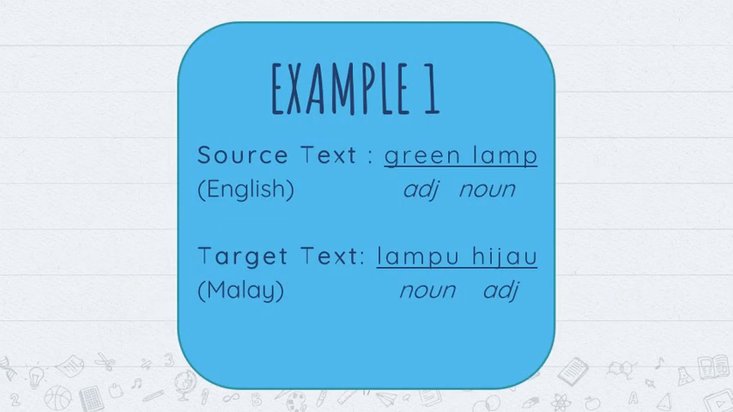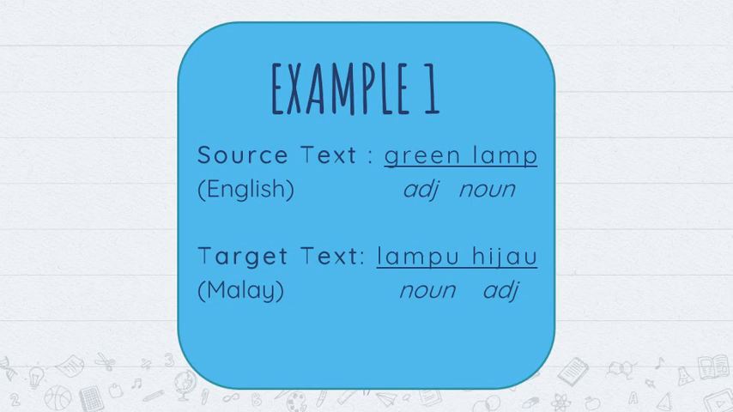Now let's have an example. From the example, it can be seen that the target text experiences structure shift. The green lamp in the source text is a phrase. The structure, in terms of its word order, is adjective, which is the green, followed by a noun, which is the lamp. In the target text, it is clearly seen that there is a shift.